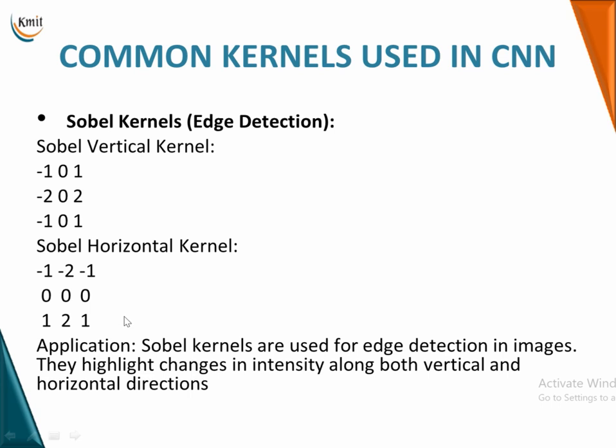They are again used for edge detection in images. They will highlight the changes in intensities along both the vertical and horizontal directions. So you all use Instagram filters on your phones. What do you do exactly? You select suitable pixel values inside those kernels, and they are imposed onto your image, and that gives you the blurring effect, the black and white effect, the contrast effect, the embossed effect. That's why they are called filters.